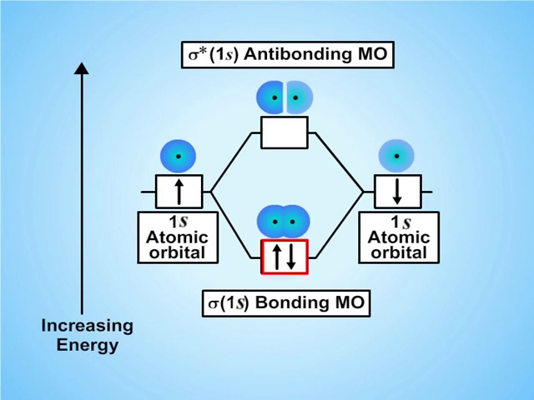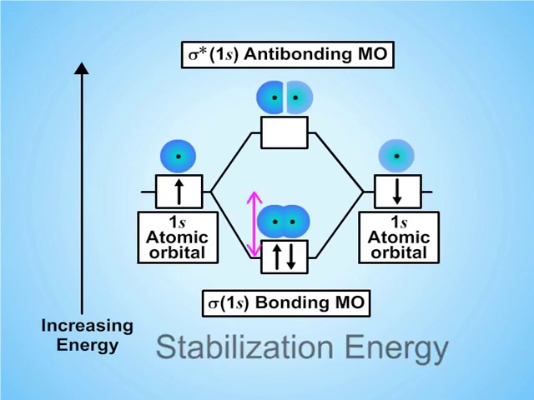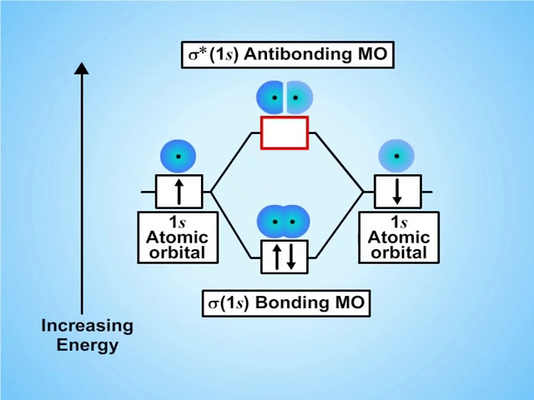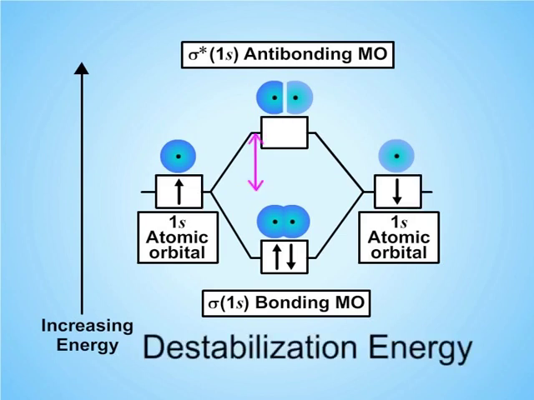Bonding molecular orbital has less energy than the combining atomic orbital, while antibonding molecular orbital has higher energy than the combining atomic orbital. This lowering of energy of bonding molecular orbital than combining atomic orbitals is called as stabilization energy, while increase in energy of antibonding molecular orbital than combining atomic orbitals is called as destabilization energy.